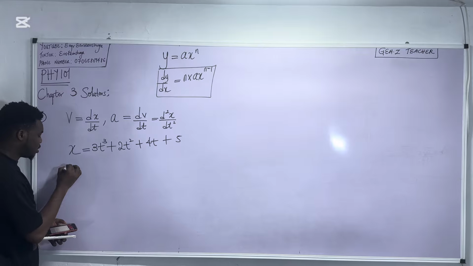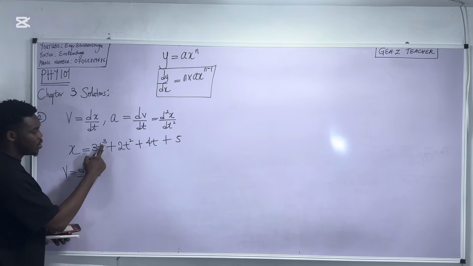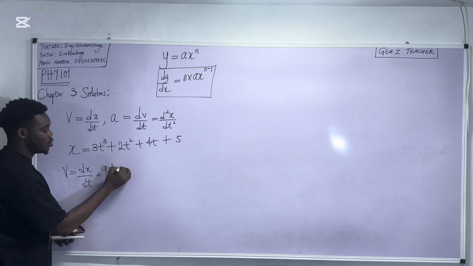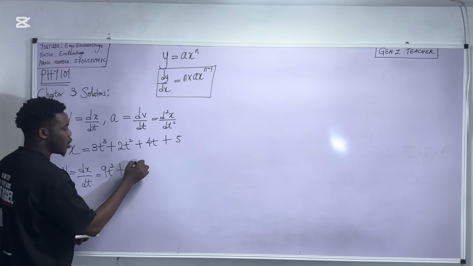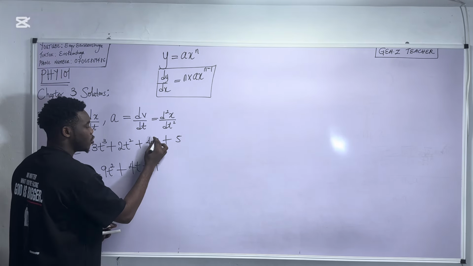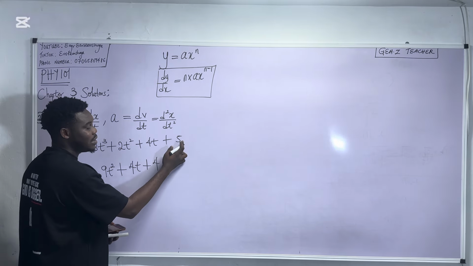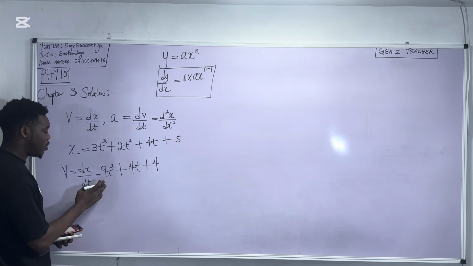So the velocity should become dx over dt, which should be 3 times 3, 9, 3 minus 1, 2, t squared; 2 times 2, 4, 2 minus 1, 1, 4t; 1 times 4, 4, 1 minus 1, 0. So I have just 4 here, and then there's no t here, so let that be. Okay, so therefore our velocity is this.